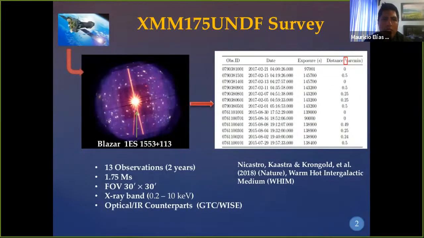The survey is made by 13 observations taken over 2 years from 2015 to 2017, with a total exposure time of 1.75 million seconds, in a field of 30 by 30 arcminutes around the bright blazar 1ES 1553. Additionally, in this field, we have infrared WISE public data and an optical follow-up with the 10 meter GTC telescope.